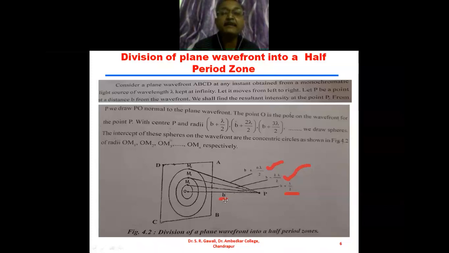The first radius is b. The second radius is b plus lambda by 2. The third radius is b plus 3 lambda by 2, and so on up to b plus n lambda by 2. So we draw the spheres. The intercepts of these spheres on the wavefront are concentric circles.